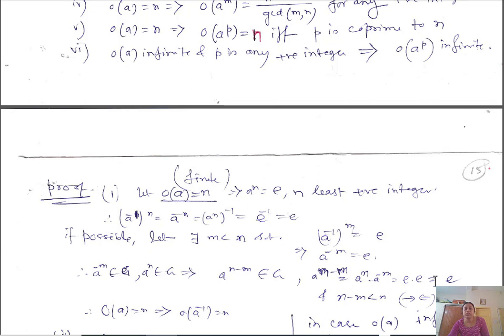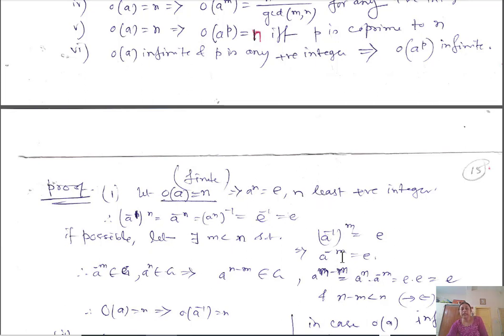So this is giving us a contradiction to the fact that n is the order, because you can see that m is less than n. So n minus m is less than n. If m is strictly less than n, then n minus m is less than n. So we are getting A to the power some value less than n equal to e. So this is giving us a contradiction that n is the order of A.